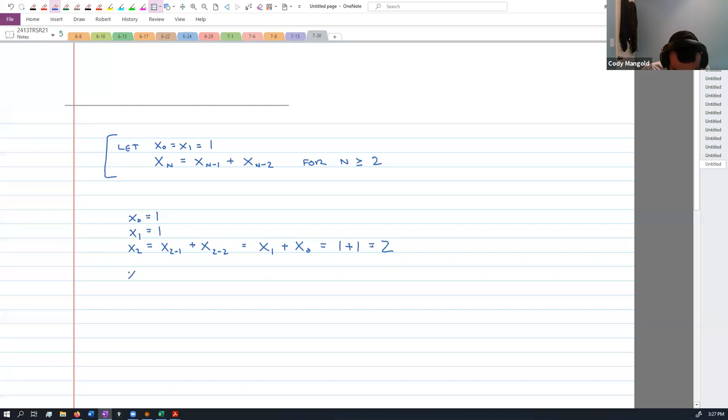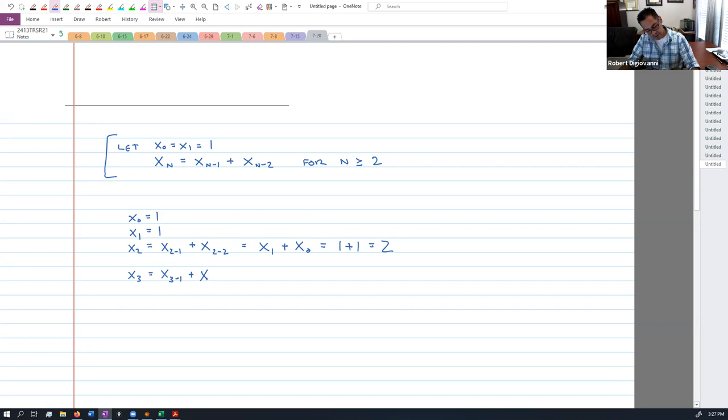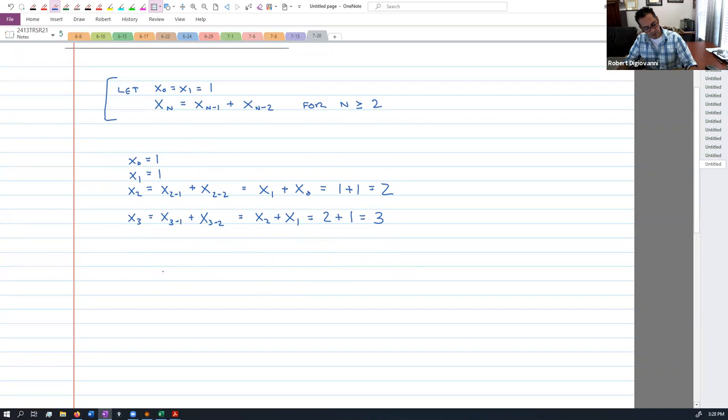What would x sub 3 be? X sub 3 minus 1 plus x sub 3 minus 2. That's x sub 2 plus x sub 1. What's x sub 2? 2. What's x sub 1? 1. What's 2 plus 1? 3. Anybody recognize this? The sequence goes like this: 1, 1, 2, 3, 5, 8, 13, 21, 34. Did I get that right? I think I got that right.